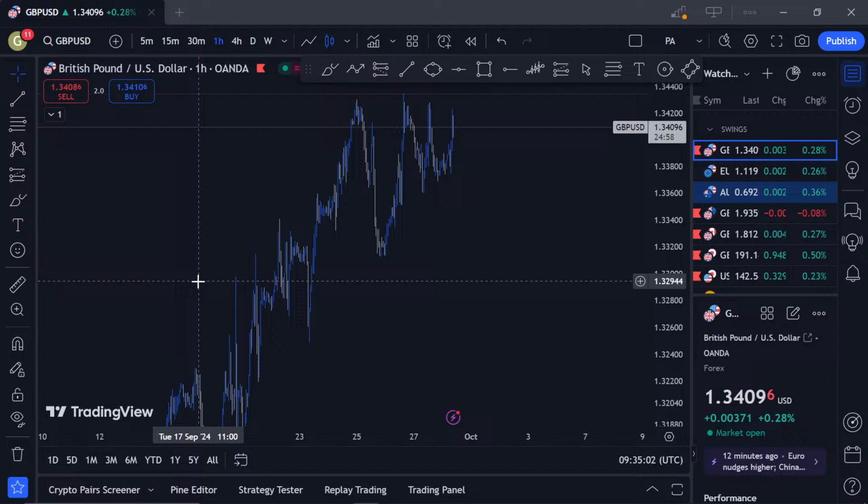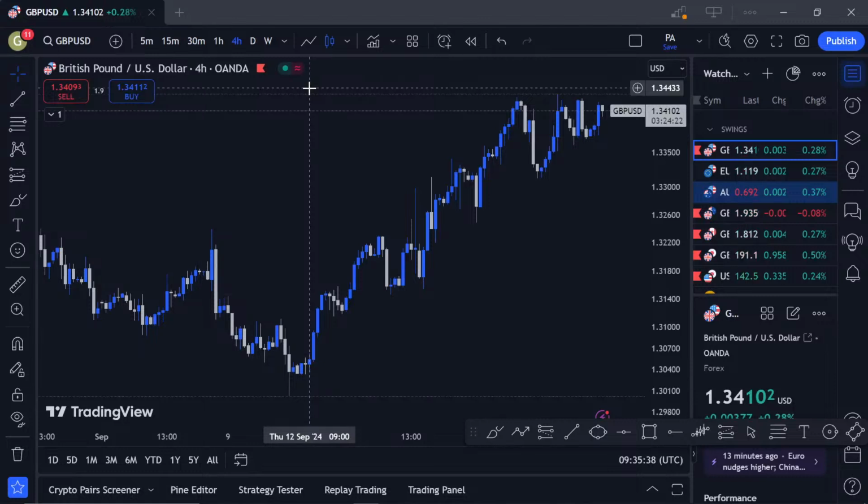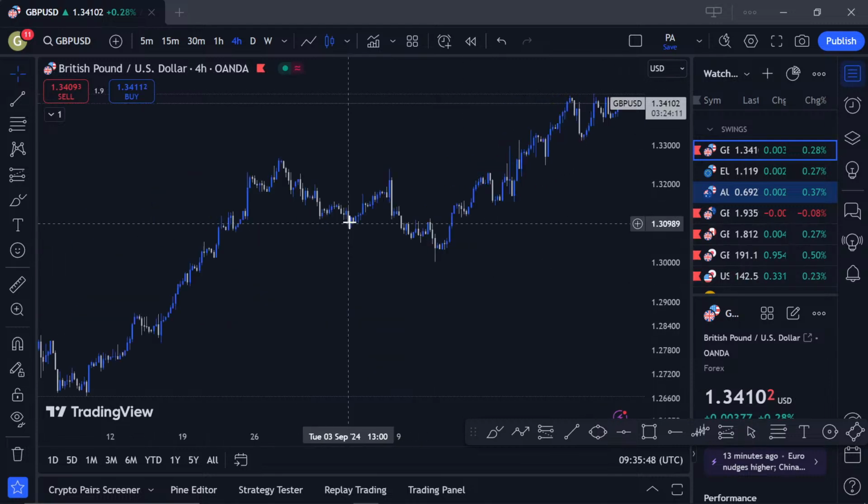So the first pair on our list is actually GBP USD, which is one of the most stable pairs, as you all know, when it comes to the 4-hour time frame, before deciding to go lower. So let me just drag the market together.